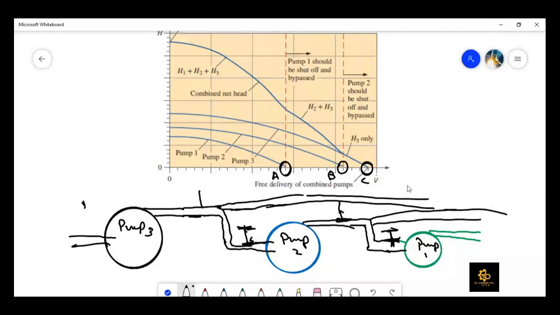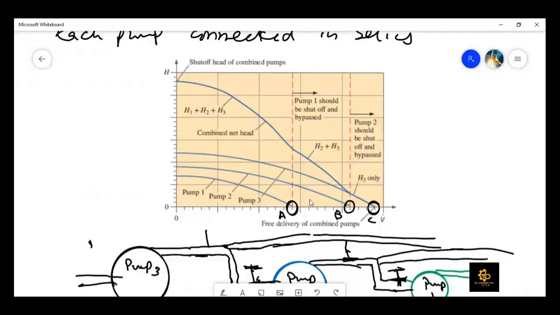Okay, so in order to get the maximum head, we need to make sure that the volume flow rate through the piping system is on the left side of pump A, right? Because in that case, all the three pumps would contribute, and the combined net head would be this curve, which is on the top of this, which is shown here. So we kind of highlighted it. So this is the curve we are talking about.